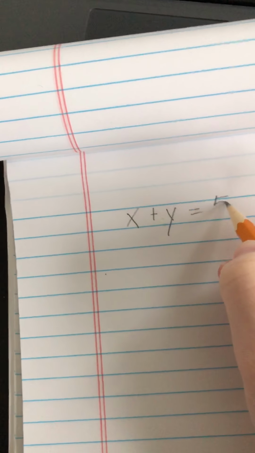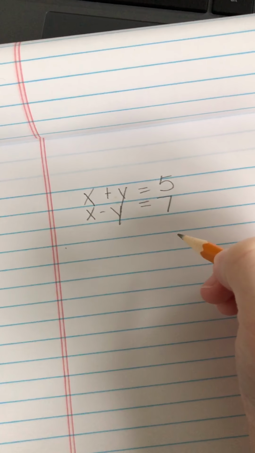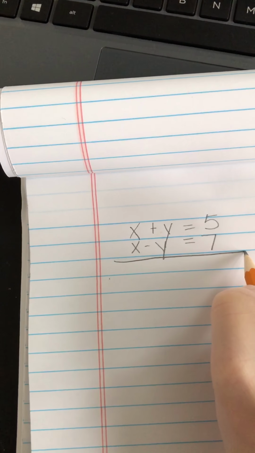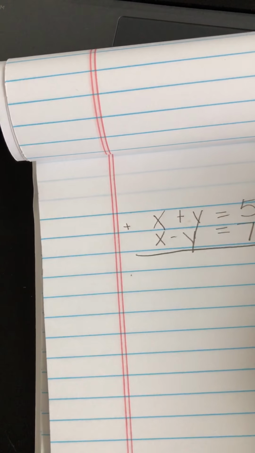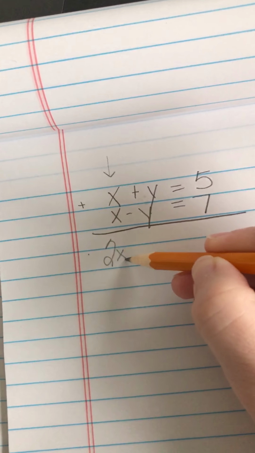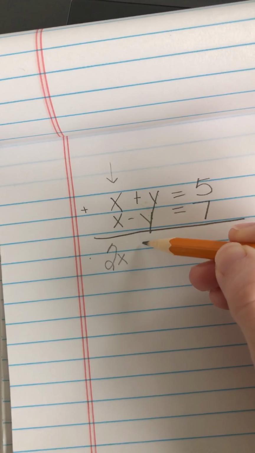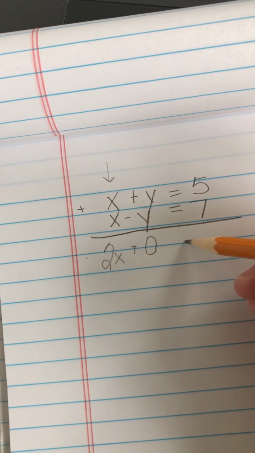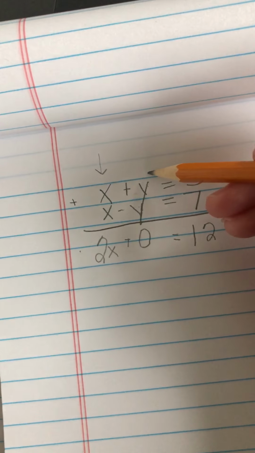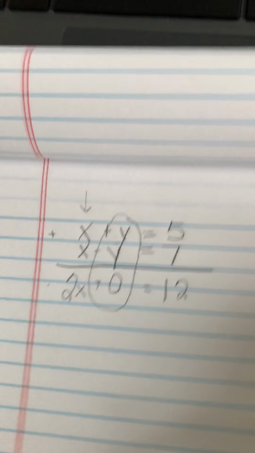So we would have x plus y equals 5, and x minus y equals 7. And then we draw our line underneath it, and it's like I said, it's just like we're adding them together, like we're combining like terms. So we add our x's, x plus x gives you 2x, positive y and negative y. Those are opposites. So what's going to happen when you add those together? It's going to be 0.